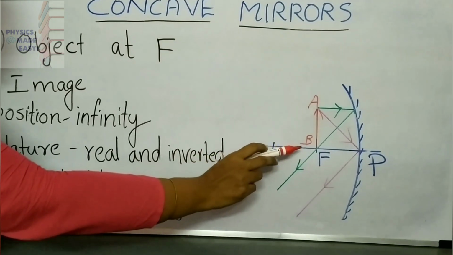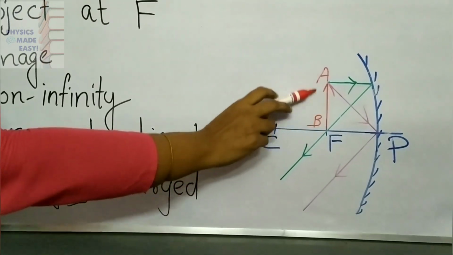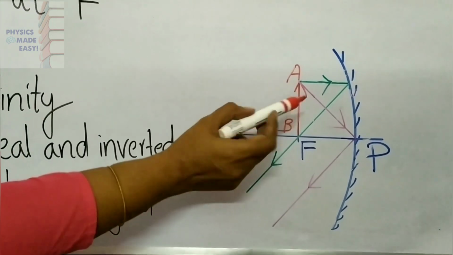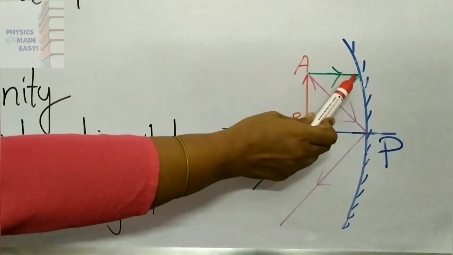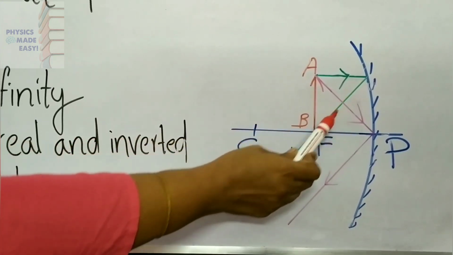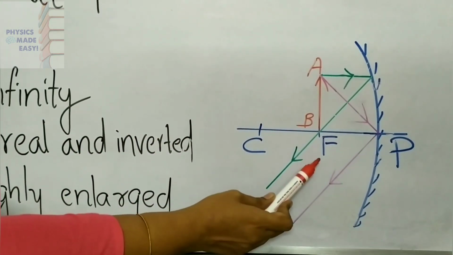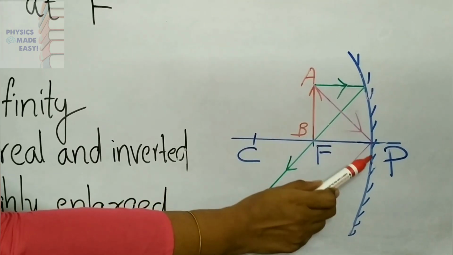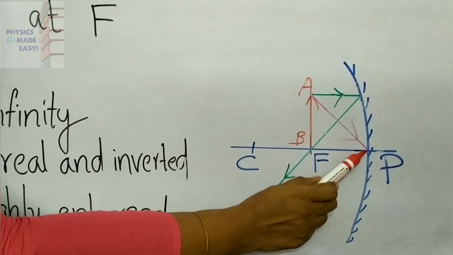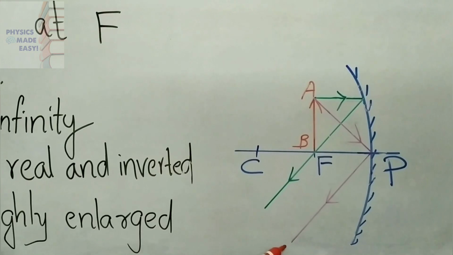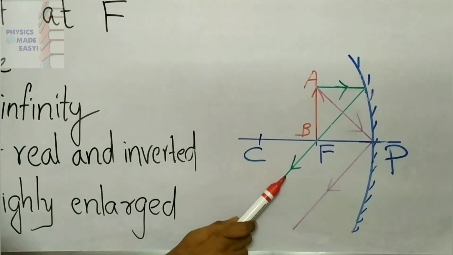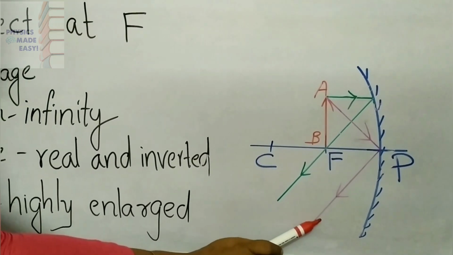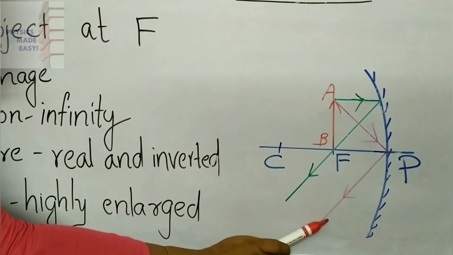Here you can see another position of the object. Here the object is placed at the principal focus of this concave mirror. You can see the ray which is parallel to the principal axis, after reflection passing through the principal focus. Here you can see another ray, the ray which is obliquely incident at the pole, that is reflected obliquely from the pole of the mirror. Here you can see these two rays are parallel.